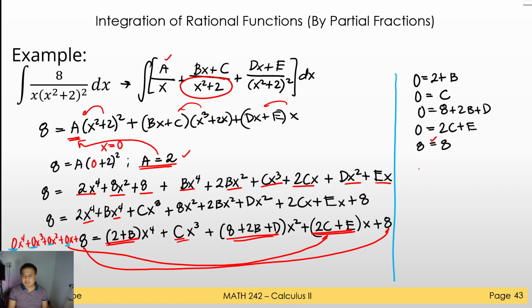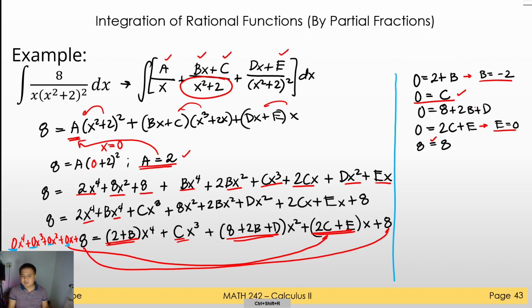So we already have this as our answer. We already have an answer for c. So c is equal to 0. For b, b here is equal to negative 2. If you know c is equal to 0, then you have 0 is equal to e. So e is equal to 0 as well.